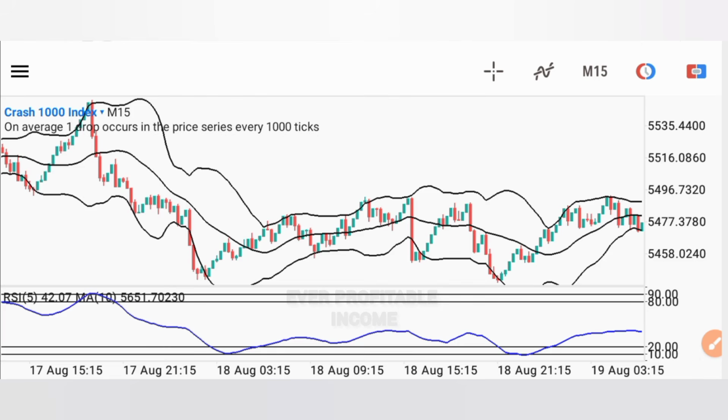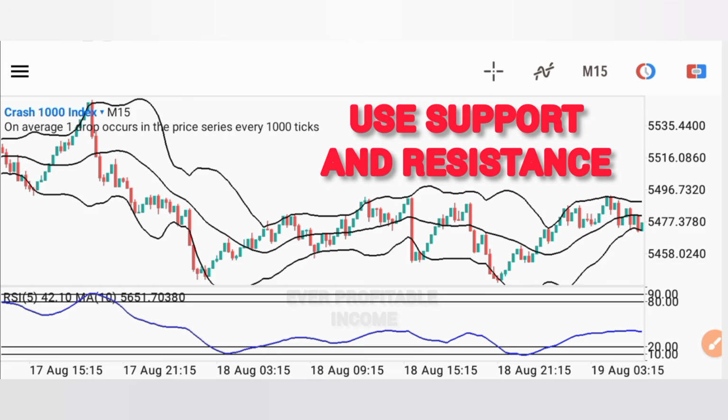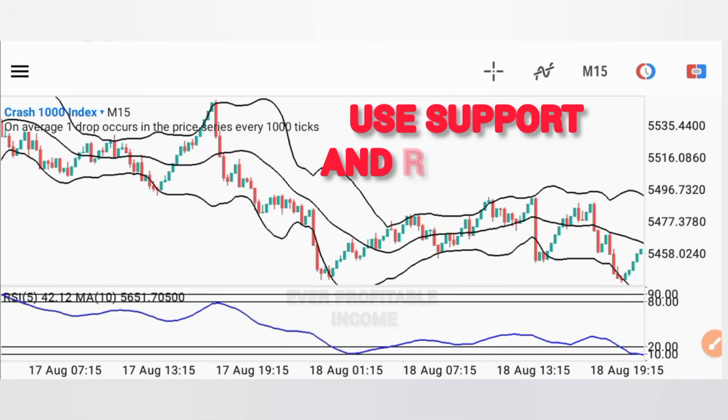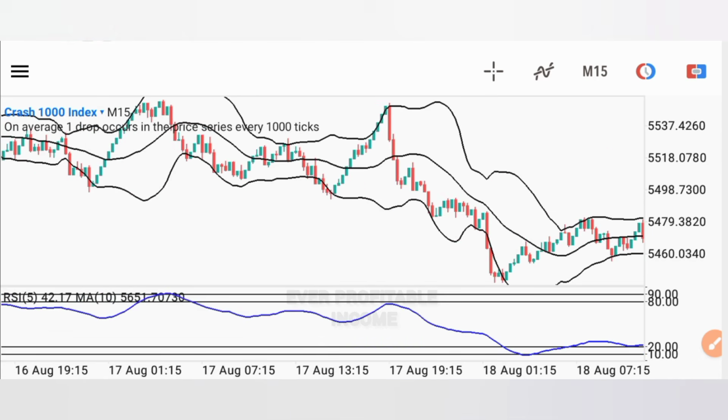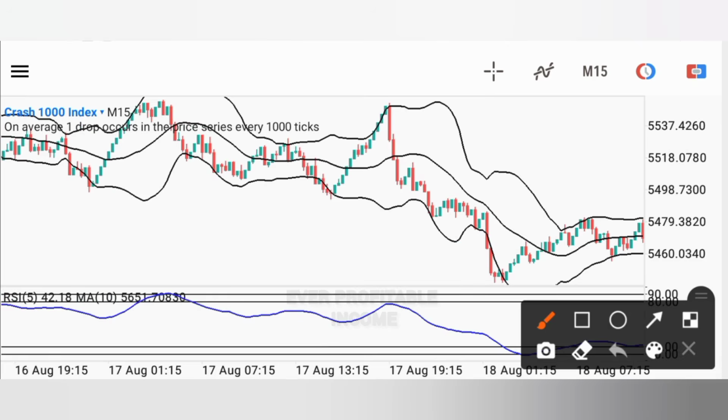Now the next pro tweak for you to use, number 2, is to make use of support and resistance zones. When you see price go outside the band, you have to check: did it happen at a support zone, or did it happen at a resistance zone? Now let's look over here. You can see that price hit the upper band here, and when you look backward, you can see that there is a resistance zone there, and what happened next is a crash down.